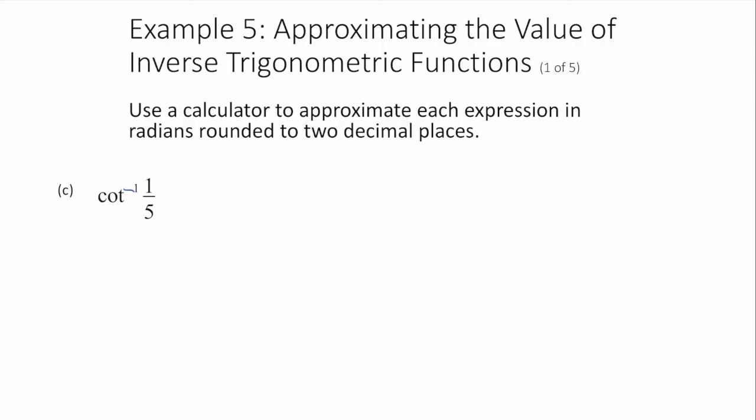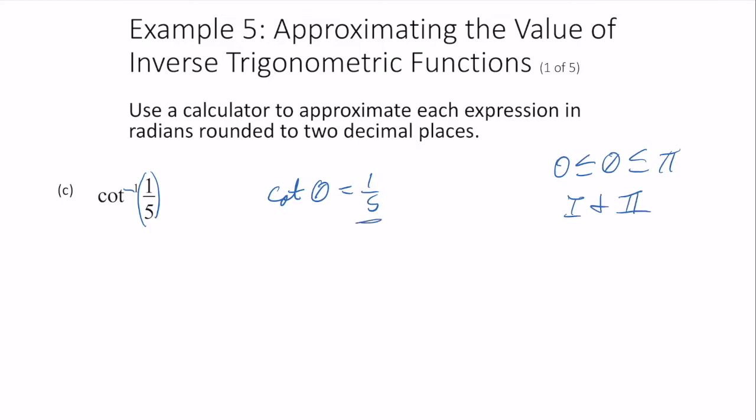Next, what if I want to find the arc cotangent of 1/5? So cotangent of theta is 1/5, okay? That means our cotangent is positive, where cotangent has the same possible thetas as tangent. So our only options are between 0 and pi, so quadrants 1 and 2. But because cotangent's positive, we know we're in quadrant 1, where this will be defined.